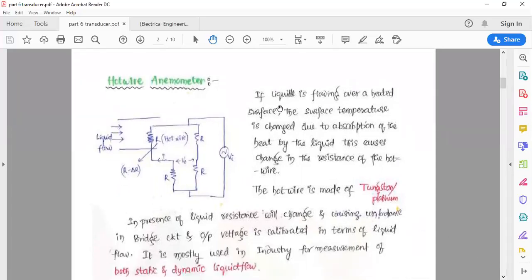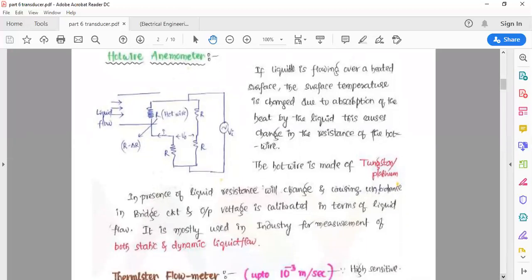Here it is mentioned, if liquid is flowing over a heated surface, the surface temperature is changed due to absorption of the heat by the liquid. This causes a change in the resistance of the hot wire. The hot wire is made up of tungsten and platinum. In presence of liquid, resistance will change, causing unbalance in the bridge circuit. Output voltage is calibrated in terms of liquid flow. It is mostly used in industry for measurement of both static and dynamic liquid flow. As I have already told you, I explained this working, so it can be easily understandable to you.